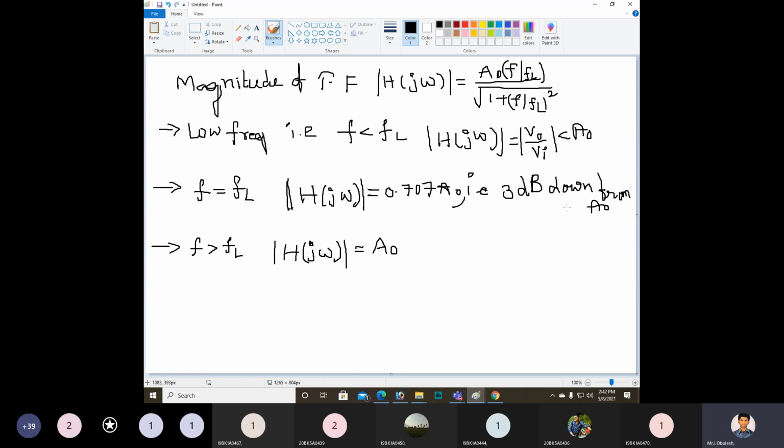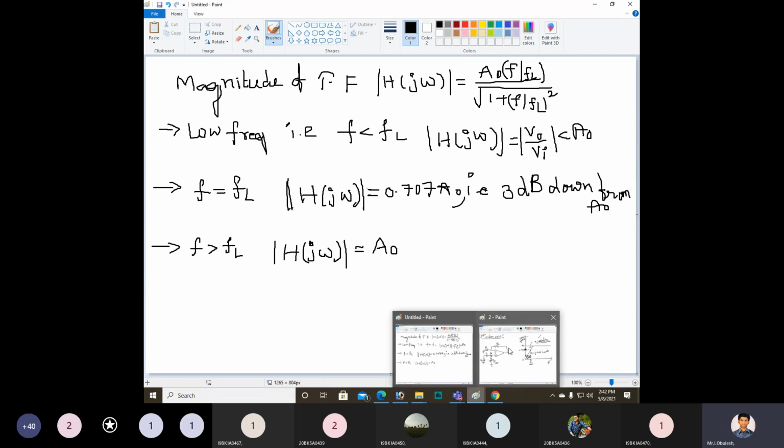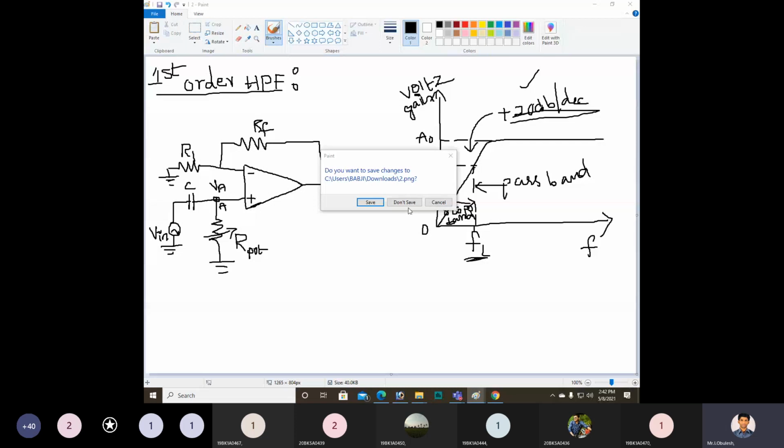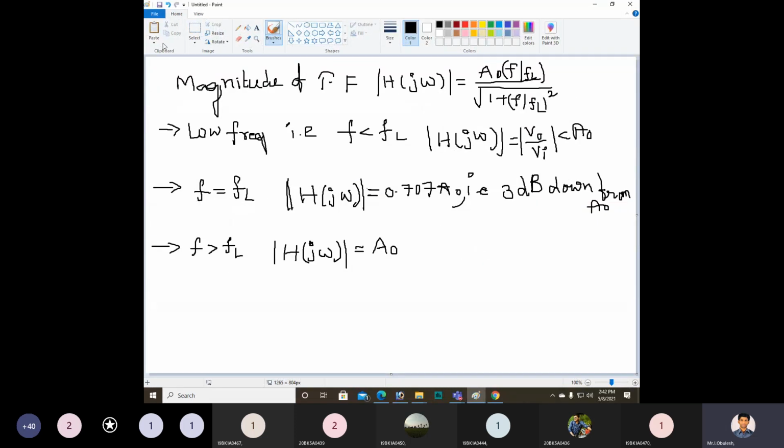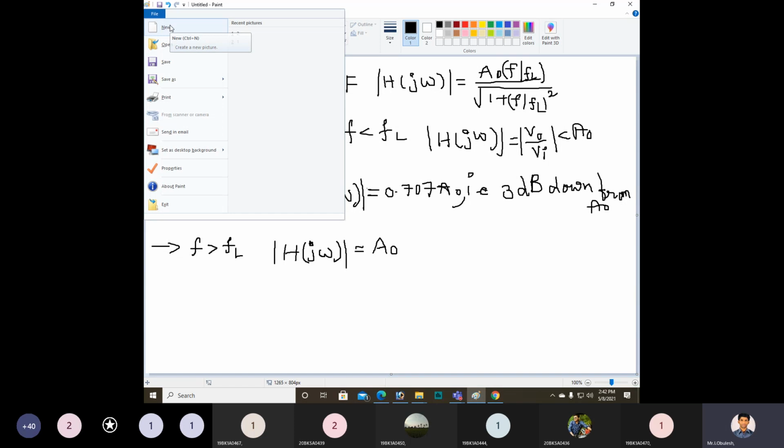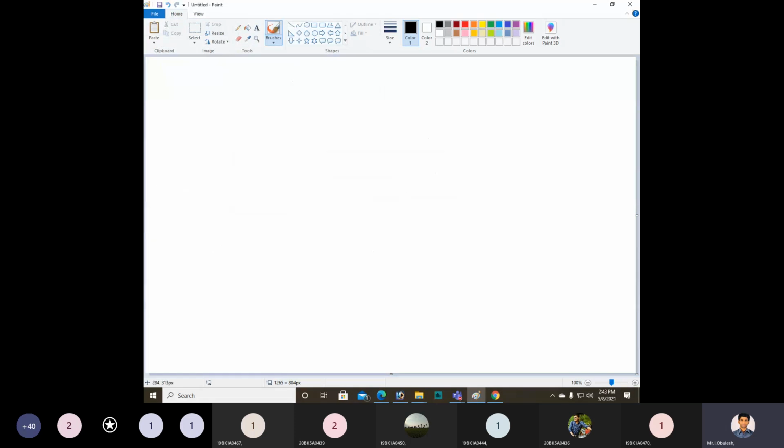The next one is band pass filter. All of you put a heading band pass filter. We will discuss at least a basic description of band pass filter. Up to now we discussed low pass filter and high pass filter, first order. Now we are going to discuss band pass filter.